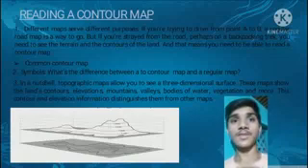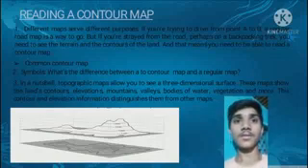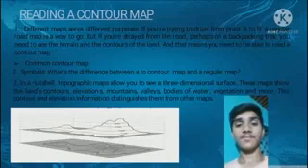Common contour map symbols. What is the difference between a contour map and a regular map? In a nutshell, topographical maps allow you to see a three-dimensional surface. These maps show the land's contours, elevation, mountains, valleys, bodies of water, vegetation and more. This contour and elevation information distinguishes them from other maps.